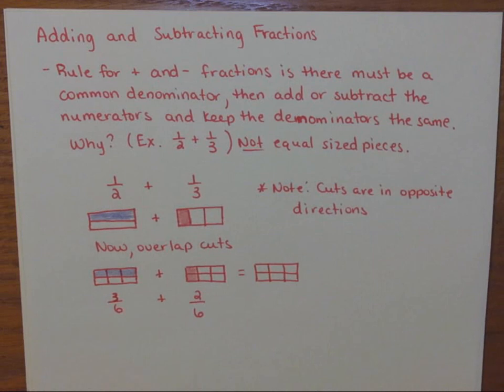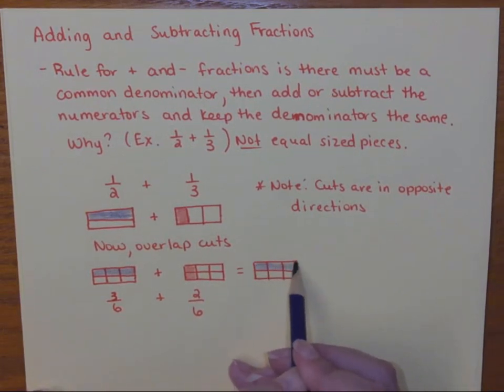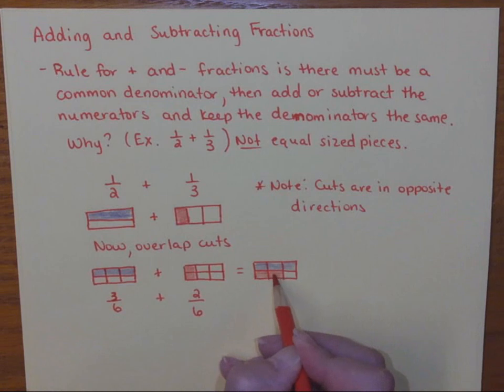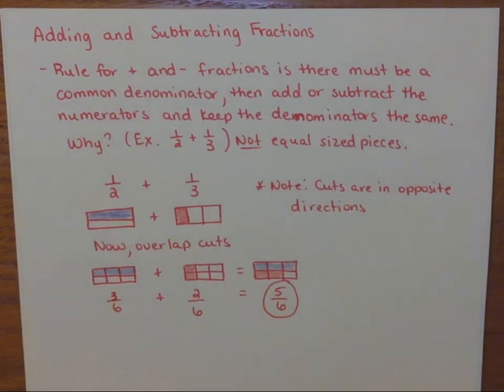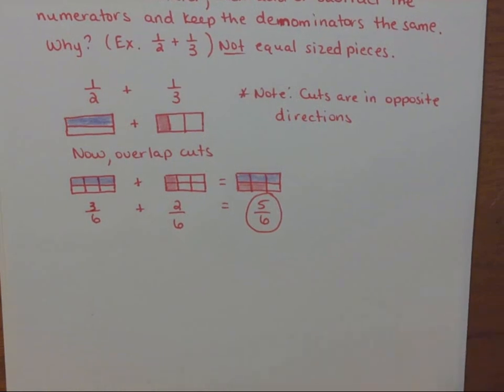And so we're going to show this with a picture, right? So we took 3 from the first picture, and then we're combining that with 2 from the second picture. And then in the end, we have a picture version of why the result when we add 1/2 plus 1/3 is 5/6. Okay, so that's going to be our strategy.